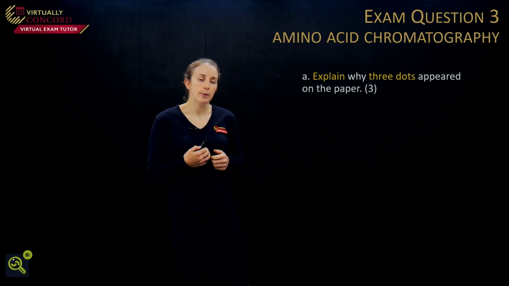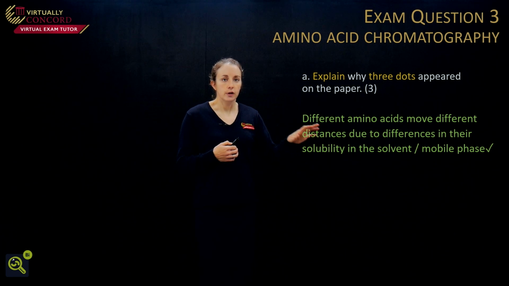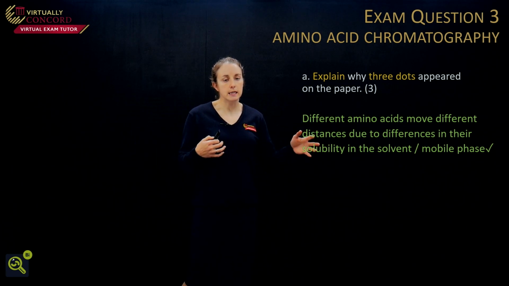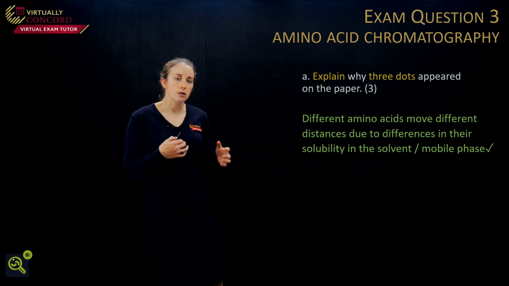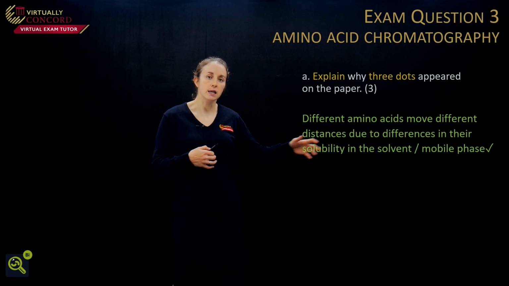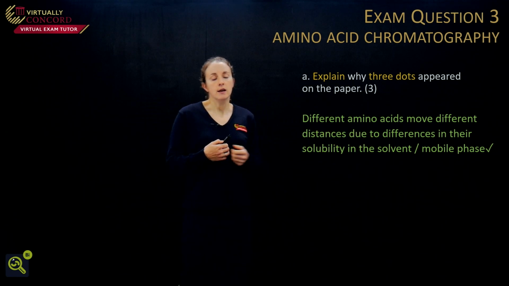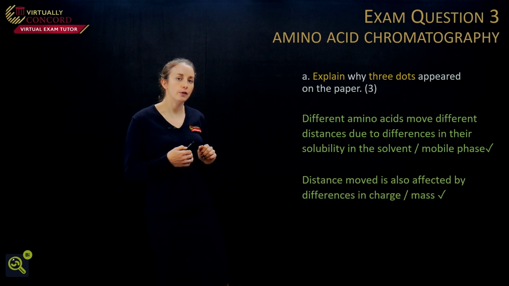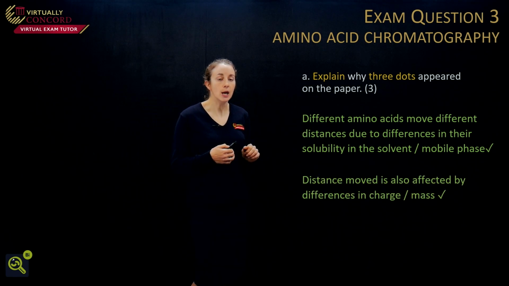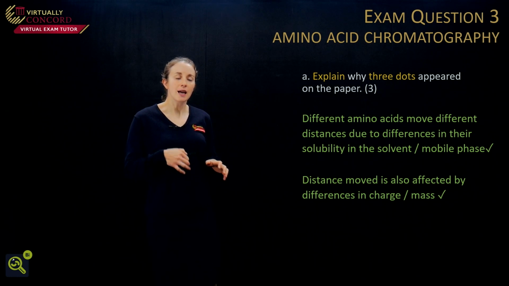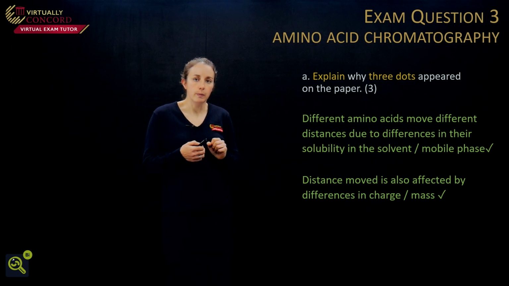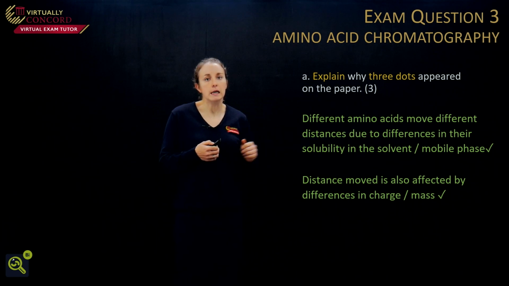So if we have a little look at the mark scheme, we've got different amino acids move different distances due to the differences in their solubility, and you can talk about the solubility in the solvent or the mobile phase, which is another way of explaining the movement within the solvent. And then we have our distances also affected by differences in charge and mass.